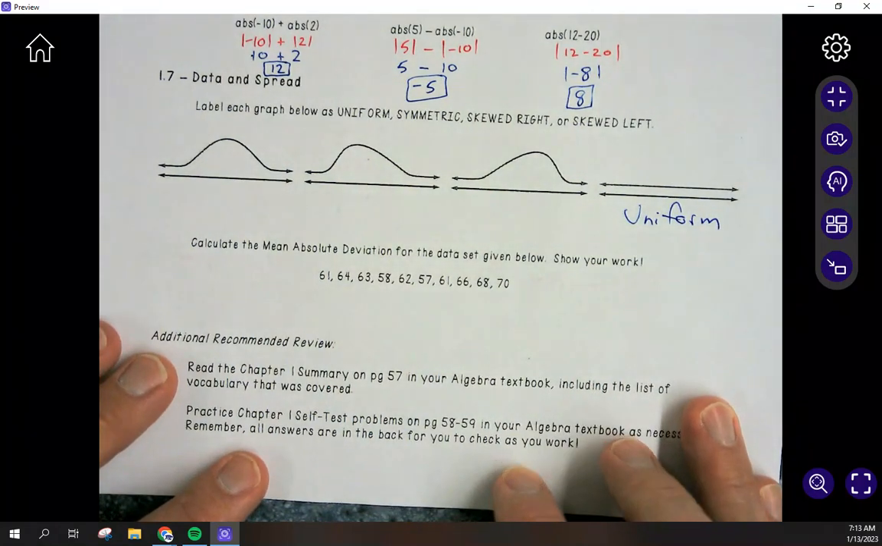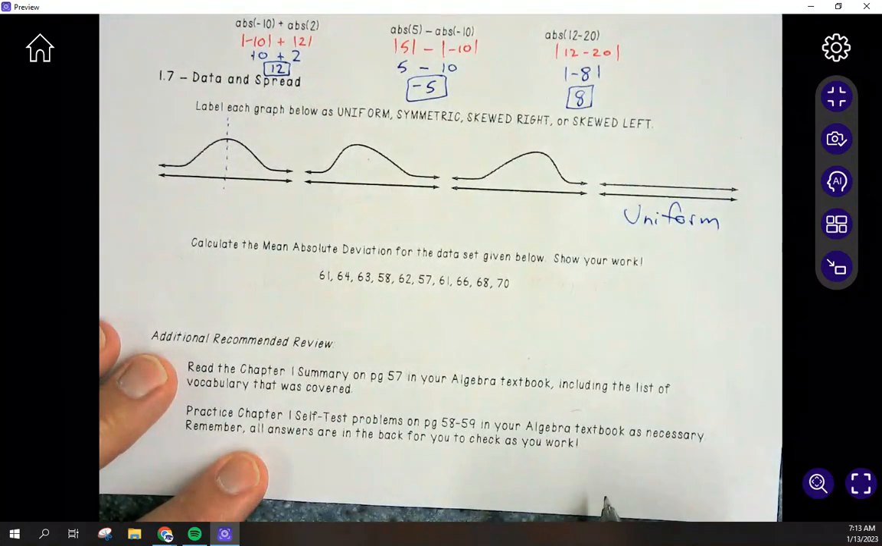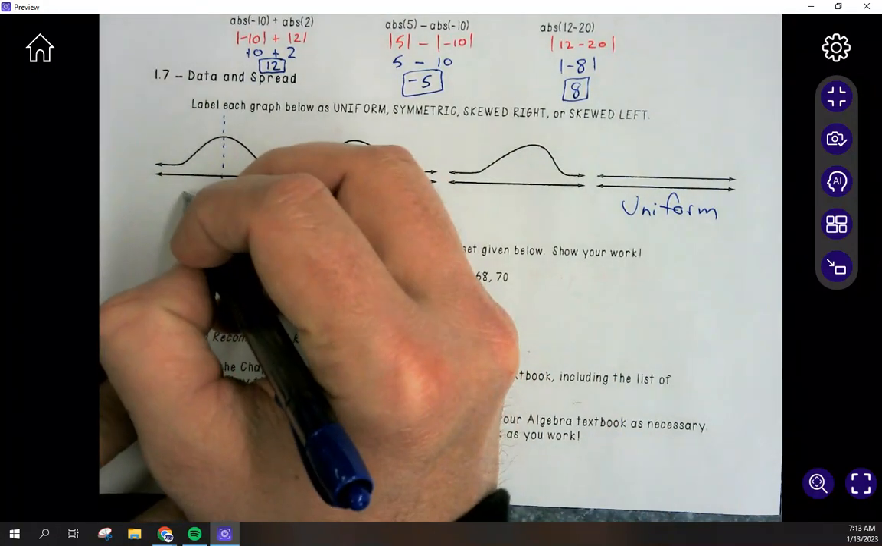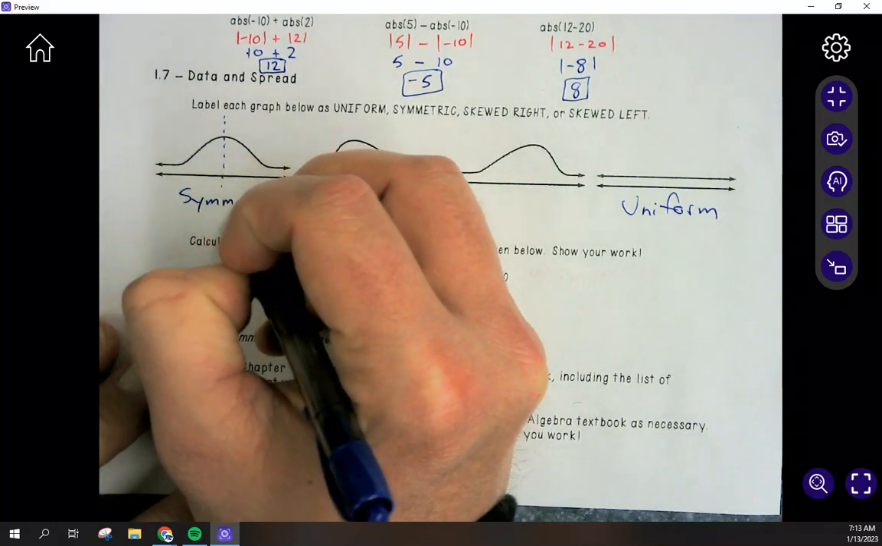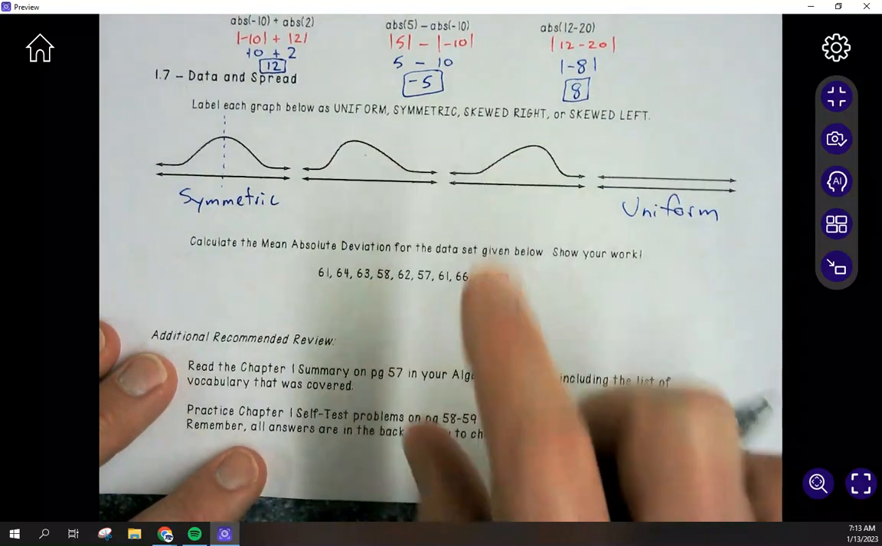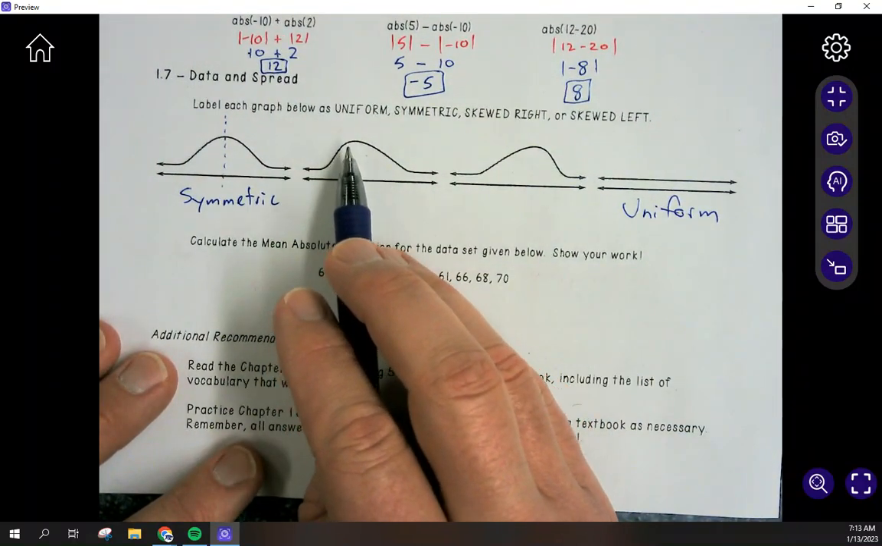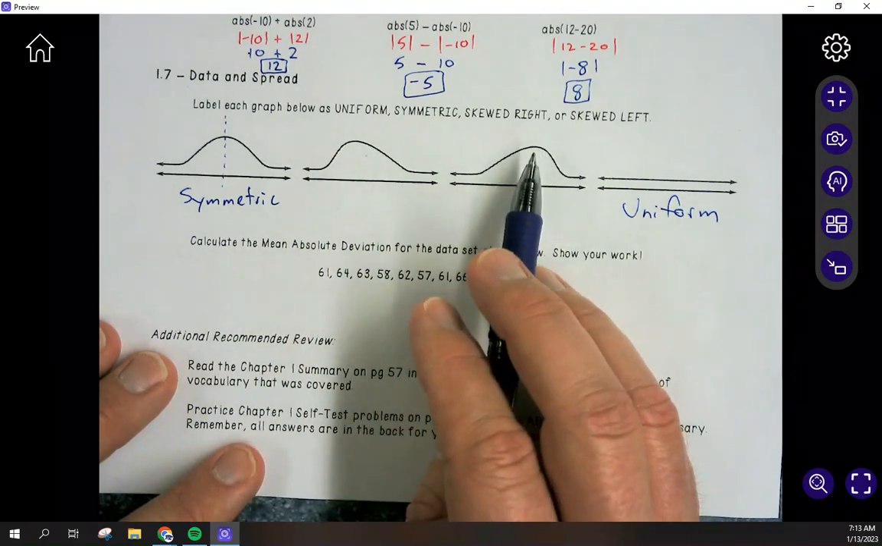That is a graph that is uniform. And when it's centered, symmetry means it's the same on both sides of a line. It's like a mirror image. Okay, so this is a symmetric graph. And then these always mess me up because to me, this looks like skewed left. Everything looks like it's bumping over to the left, and this looks like skewed to the right.